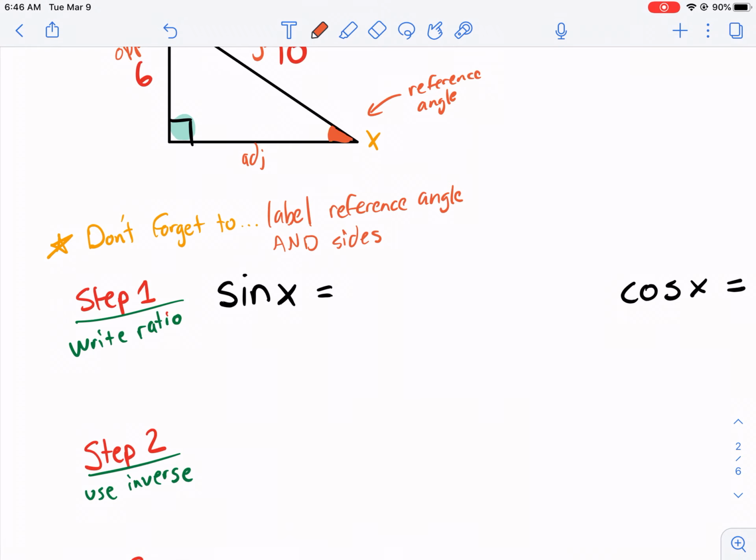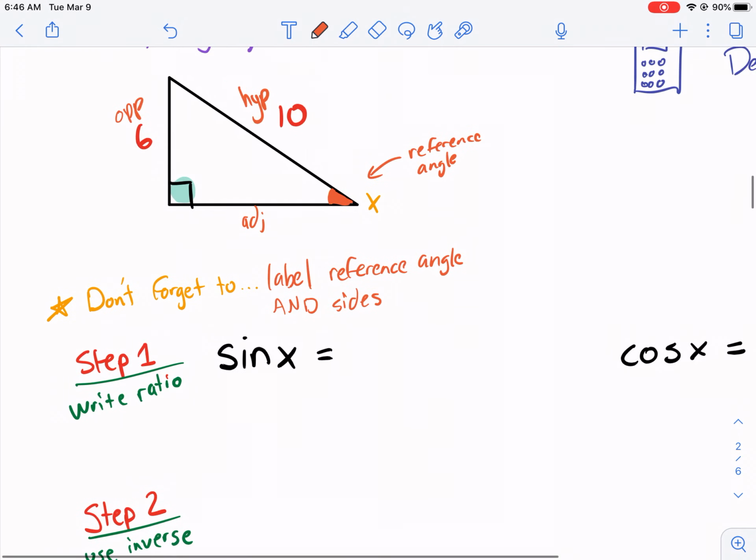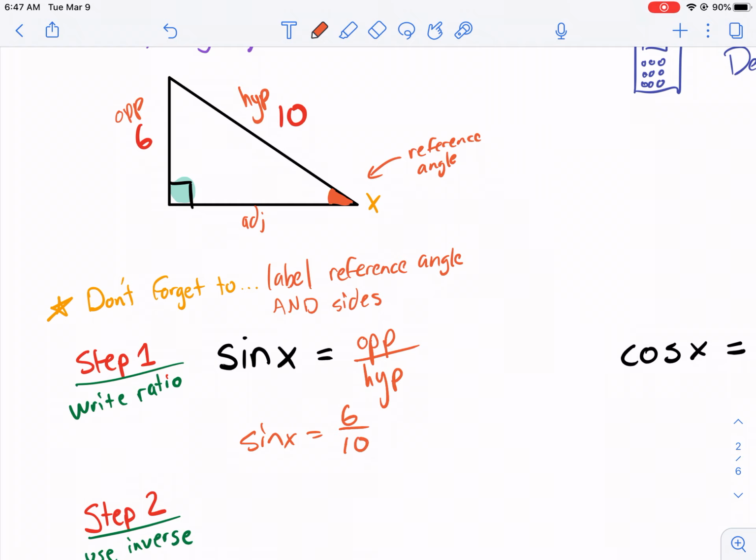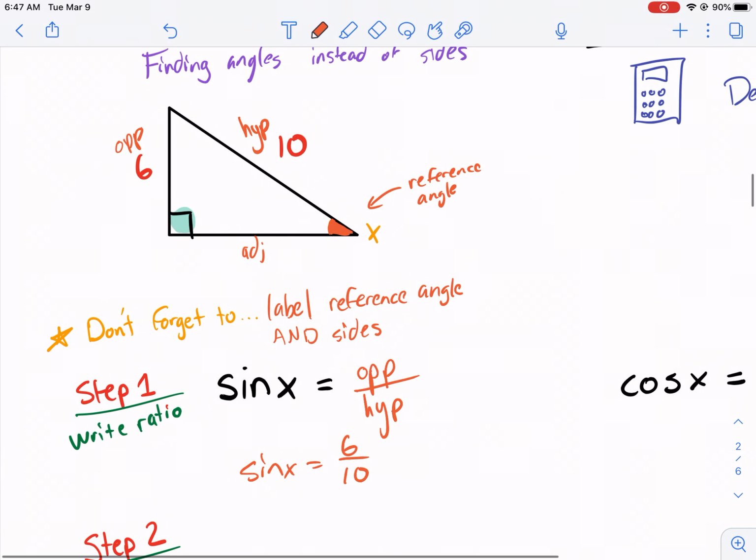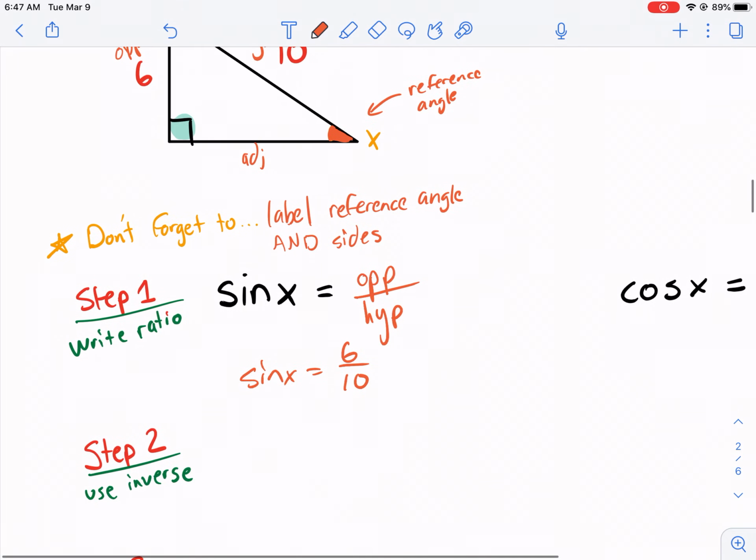Step one says write the ratio. If we're trying to find sine of x, sine of x is 6 over 10, because sine is opposite over hypotenuse. So sine of x is equal to 6 over 10. We know that because that's our opposite side and the hypotenuse. Our opposite side is essentially 60% of the length of the hypotenuse.